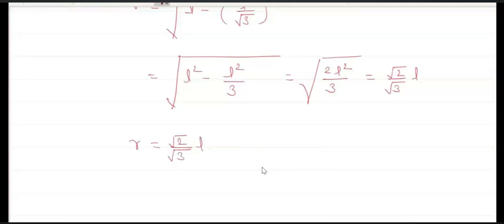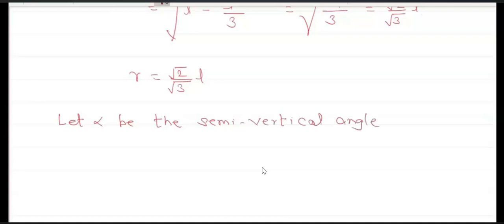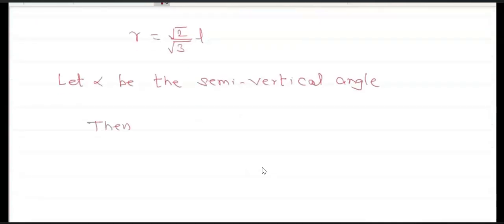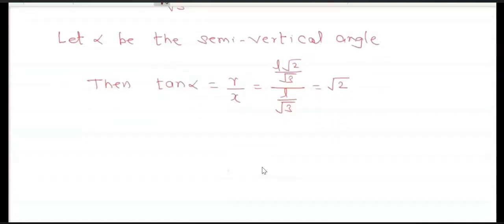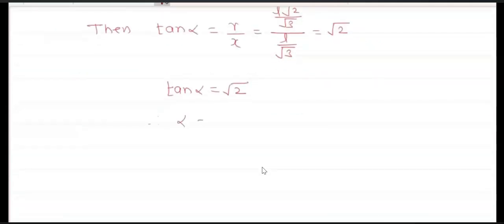And that's why, let alpha be the semi-vertical angle. Tan of alpha is equal to r upon x, that is L root 2 upon root 3, the value of r, upon x, which is L upon root 3, and overall that is equal to root 2. Therefore, alpha is equal to tan inverse of root 2.